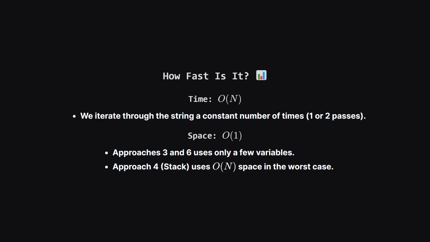So how fast are these solutions? As the analysis shows, all of these approaches run in linear time, or big O of n, where n is the length of the string. We just walk through the string once or twice. For space, the two variable and optimized DP methods are the clear winners with big O of 1 constant space. The stack approach is big O of n space, because in the worst case, like a string of all Bs, we might push everything onto the stack.